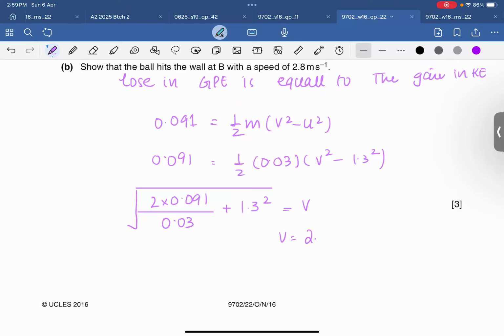2.78. Okay, so we can round it off to 2.8. Perfect. चलिए आगे आ जाइए.